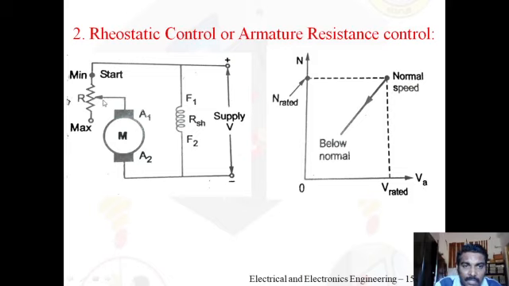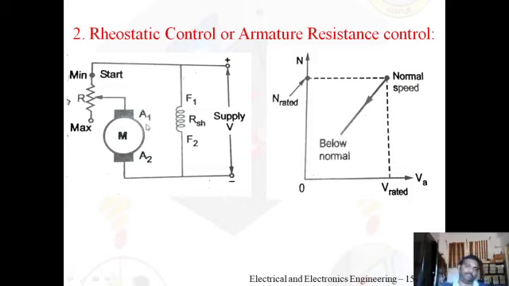Here, as usual, we have a supply voltage which comes in parallel to the field winding. Again, it comes in parallel with the armature circuit, which represents a DC shunt motor. But here what we have done, you can observe a variable resistance is connected in series with the armature circuit, so it is called armature resistance control.